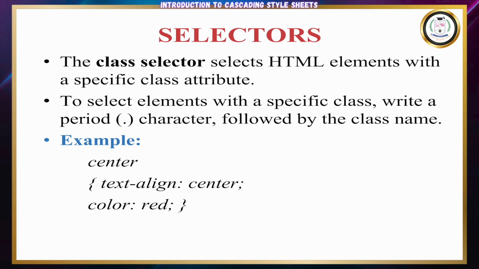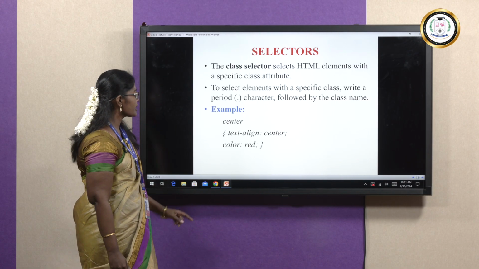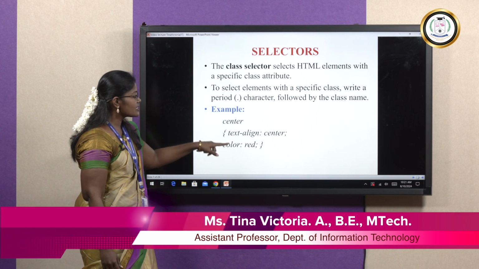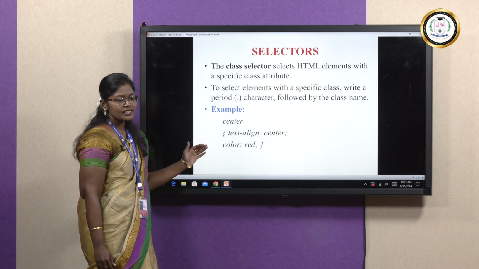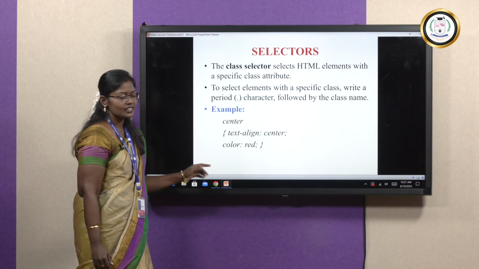So for this specific class, write a period character followed by the class name. For example, .center, it will have the center class which has text-align equal to center and its color is red. So it will be aligned to the center with the color red.